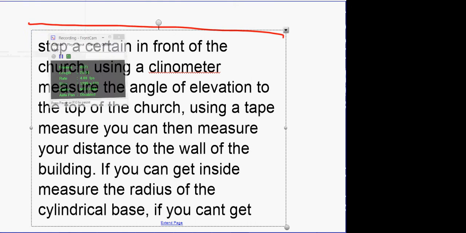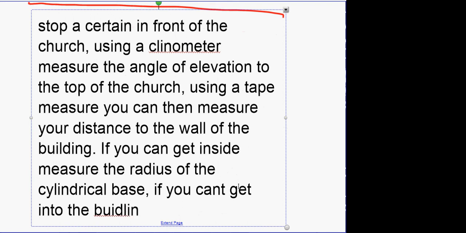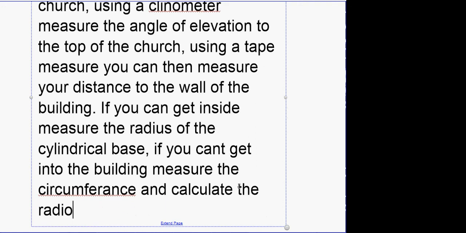Hold on. Okay, guys. If you can't get into the building, measure the circumference and calculate the radius using L equals 2 pi multiplied by radius, 2 pi r. Okay? So now that that's done, guys, okay?